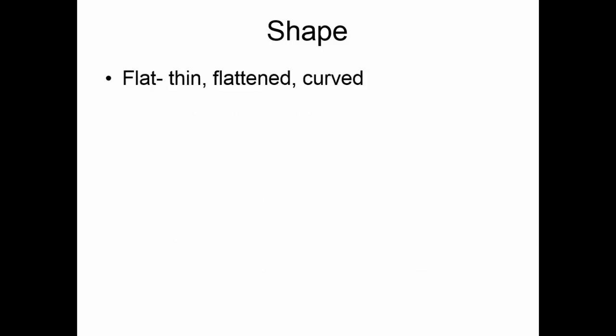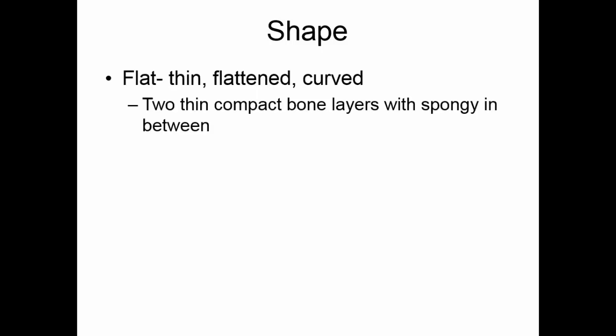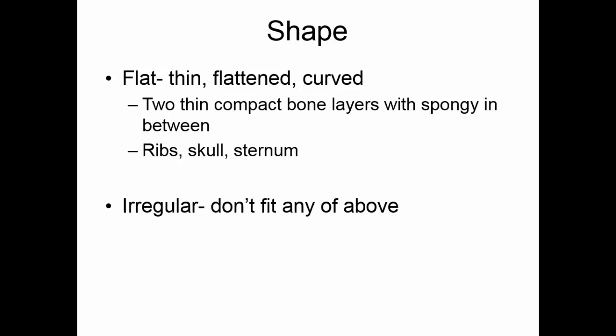Flat bones are thin, flattened, and slightly curved. Here we have two thin, compact bone layers with a spongy layer in between. The ribs, the bones of the skull, and the sternum are examples of flat bones. And finally, we have the irregular bones. They don't have any particular shape. They have a rather unique shape. The vertebra and the hip bones fit into this category.